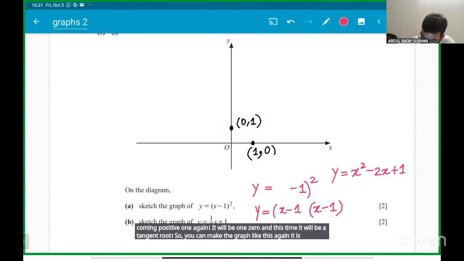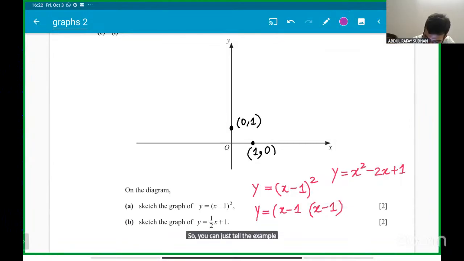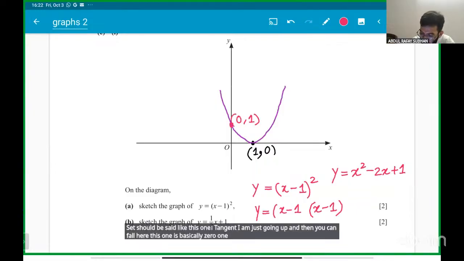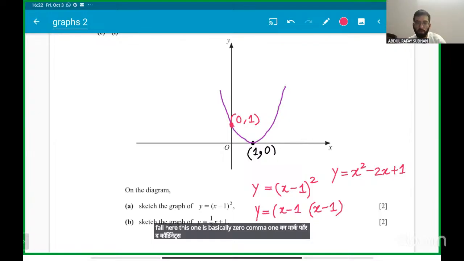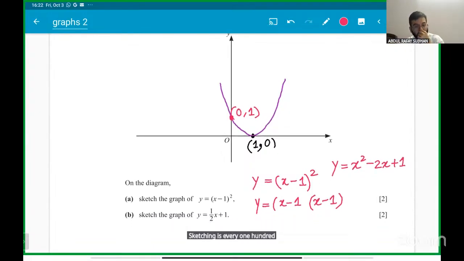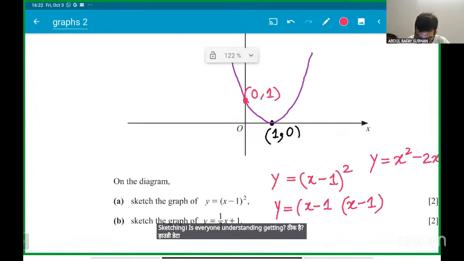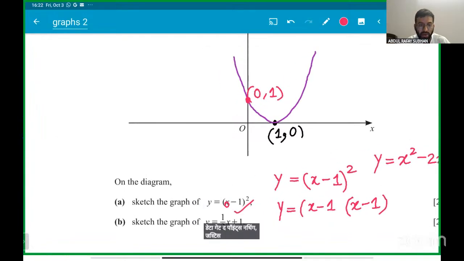Again, it's a quadratic with the highest power of x squared. The minimum point will be here. So you can show the examiner the graph, taking it better, like this one: tangent, and just going up. Then you can label this one as 0 comma 1. 1 mark for the coordinates and 1 mark for the purple sketching. Is everyone understanding, getting it, students? Clear, following? How did I get the points? Nothing, just x is 0. What is the y value coming?